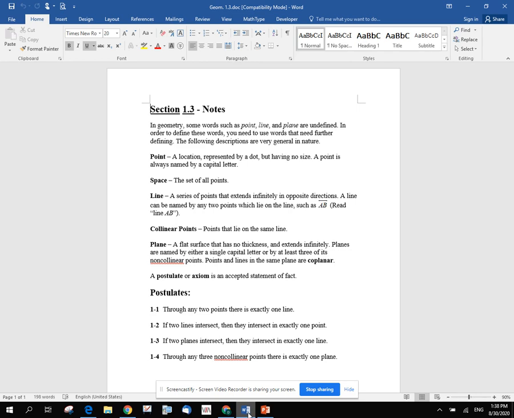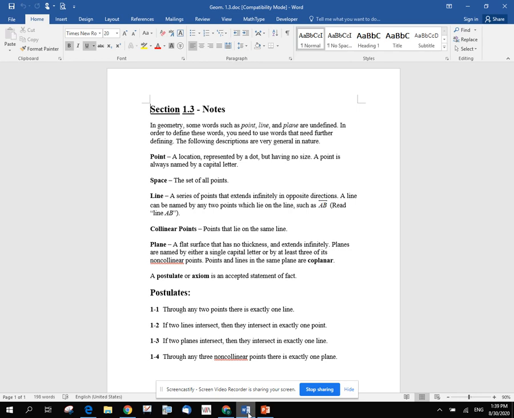It might be on your paper. It might be on my board. It might be traveling through 3-dimensional space. The rest of that definition says a line can be named by any 2 points which lie on the line, such as what you see there is line AB. That's the way we would say that.